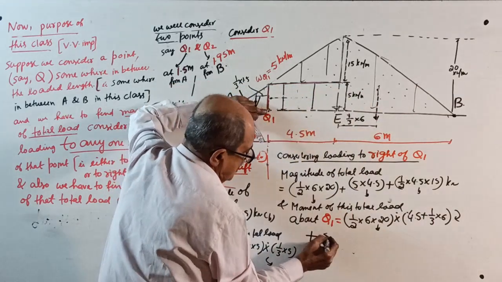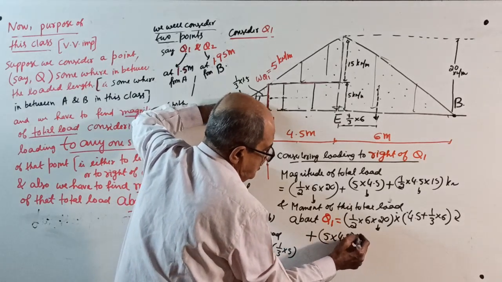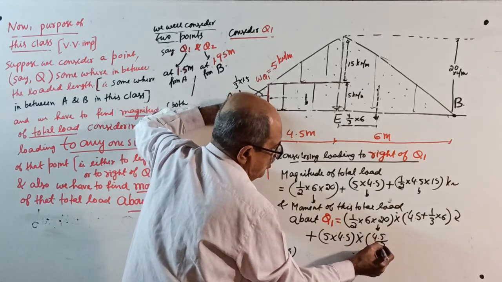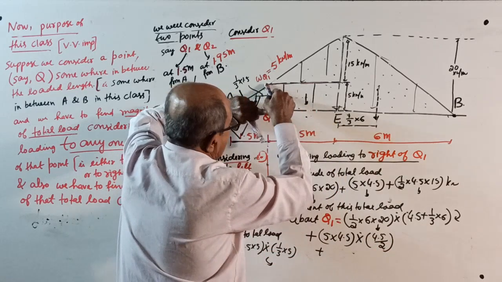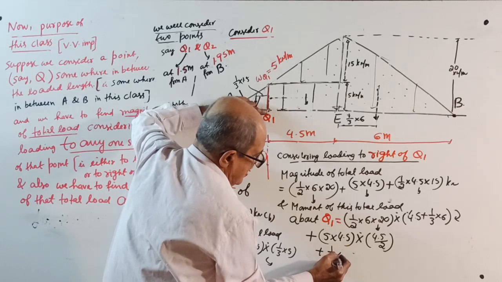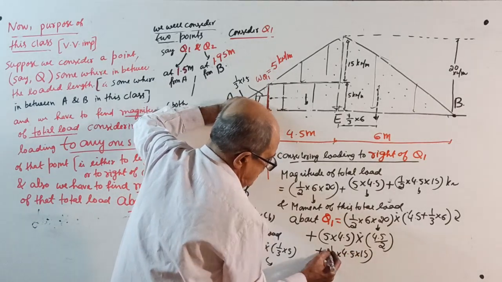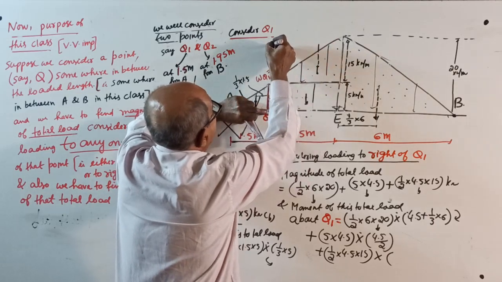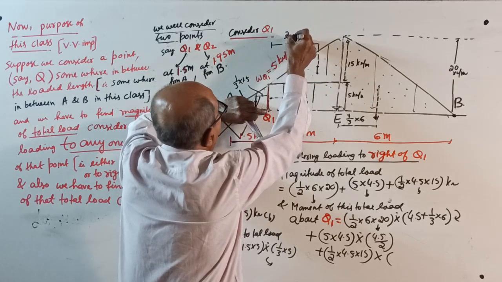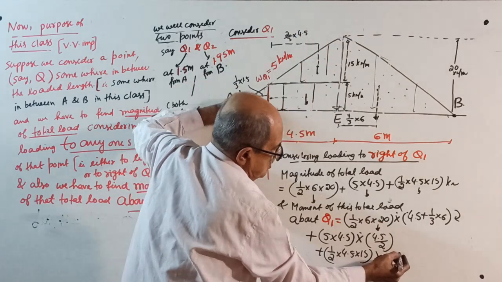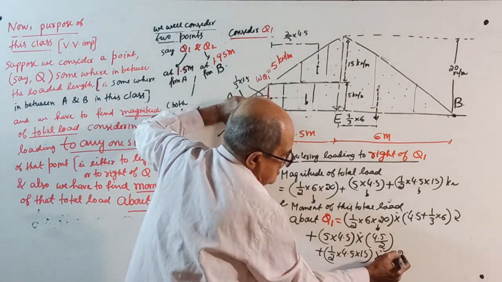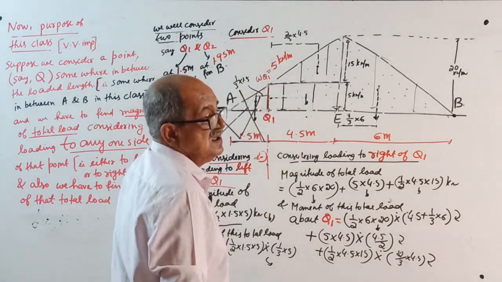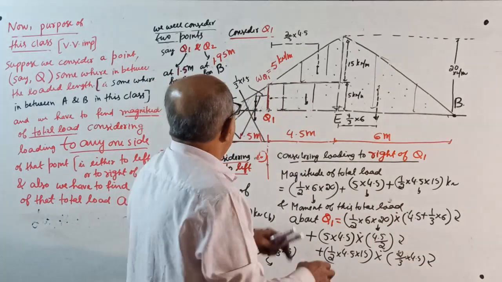The rectangle total load, UDL, is 5 into 4.5. It passes through the center, so it acts at 4.5 by 2. You should know this thoroughly. Then plus half into 4.5 into 15, the total load, which acts at 2 by 3 of 4.5. This is also clockwise. This is what to do if you are afraid of trapezium. Okay, Q1 point over.